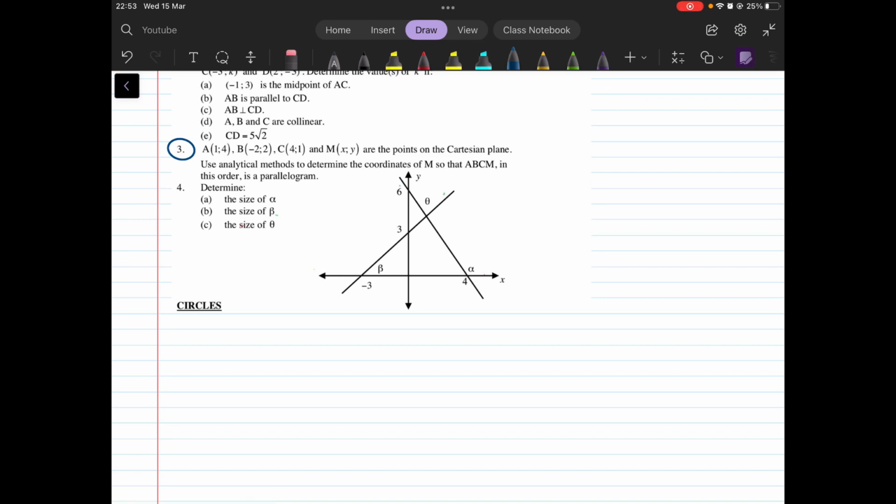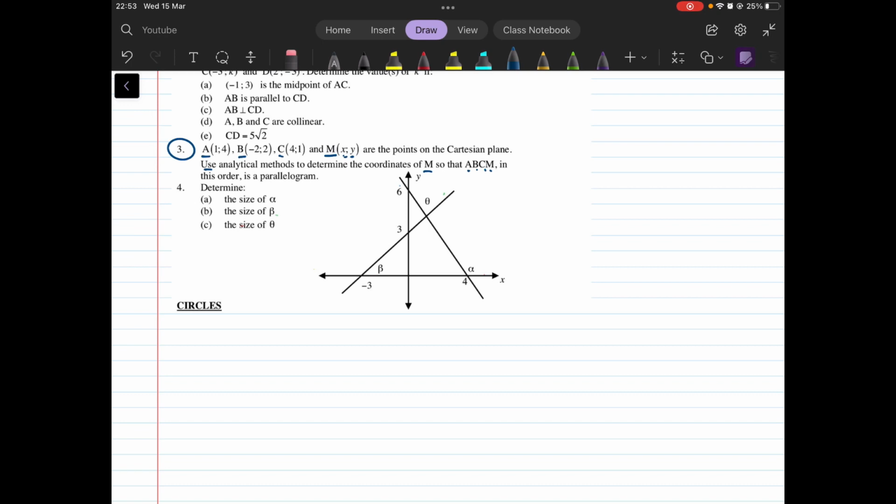On number 3, we're given the points A, B, C, and M. M has unknown coordinates, and we are told that these are points on the Cartesian plane. We are required to use analytical methods to determine the coordinates of M so that A, B, C, M in this order is a parallelogram.